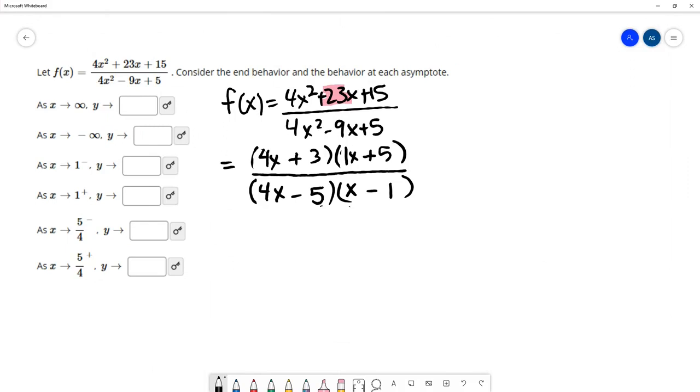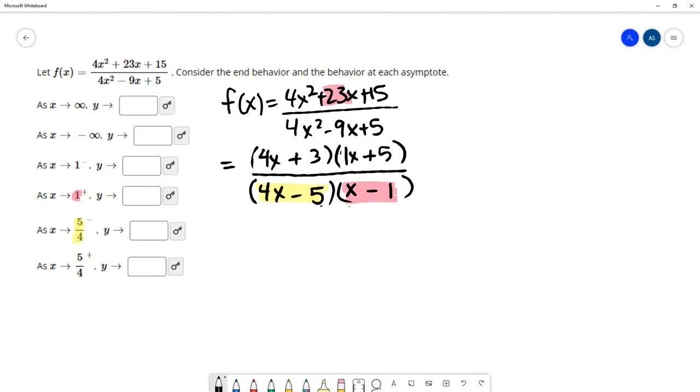So now that you have the correct factorization, you can see where these vertical asymptotes come from. We get a vertical asymptote at 1 from this factor here, x minus 1, and we get another vertical asymptote at 5/4 from this factor here.